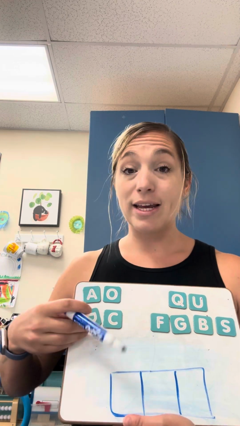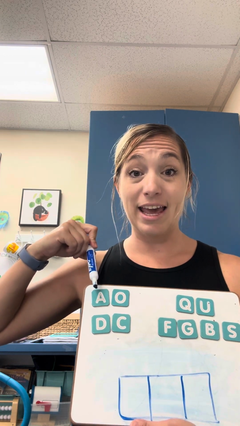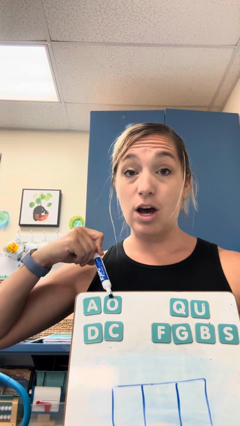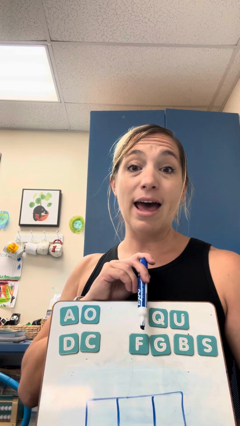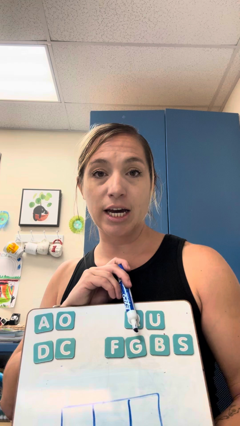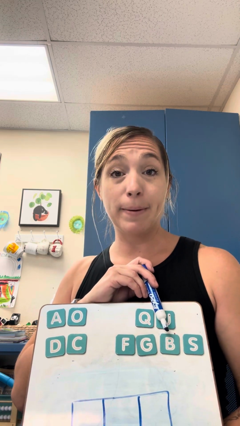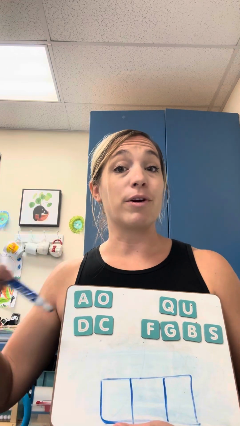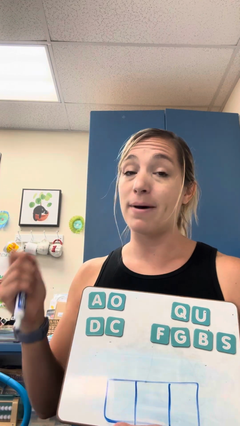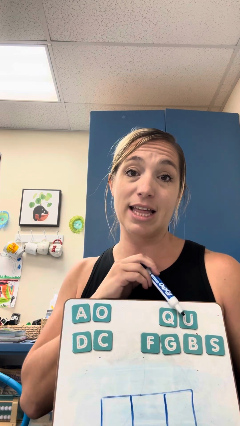The phonograms that we have learned last week were A, and ah. We learned O, O, and oo. We learned D, D, and C, K, and S. This week, we're learning the phonogram QU, which is Qu, F, G, G, and J, B, B, and S, and Z. So if you need a little refresher on those, go ahead and watch my video about the phonograms from last week and then again this week.